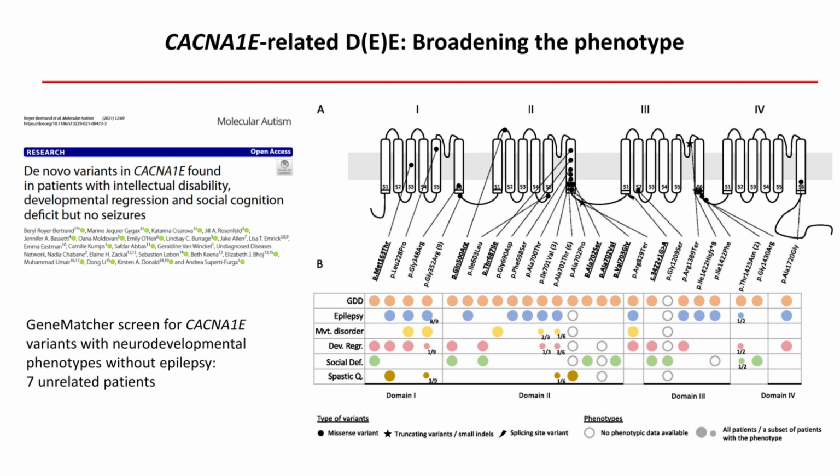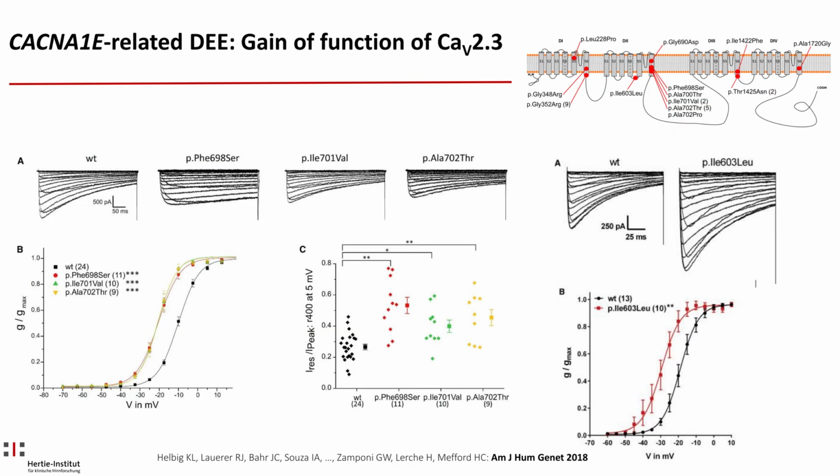So this is the so-called activation curve. Plotted is the activity of the channel, which is called the conductance, on the y-axis. And on the x-axis, you have the voltage that you have to apply so that the channel opens. And for the mutant channels, you need less voltage to open them. And that's why this is called a gain of function. So they open more easily upon membrane depolarization.